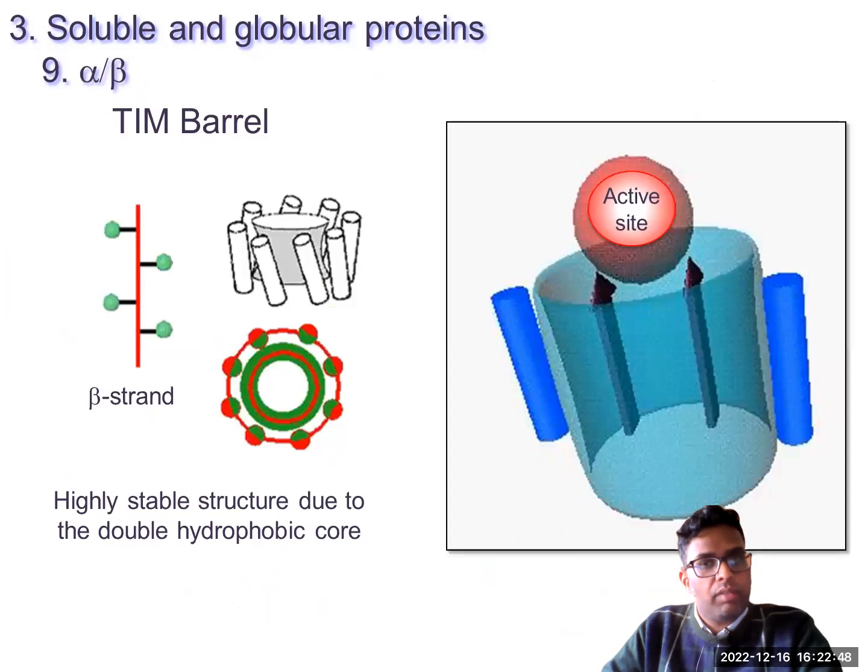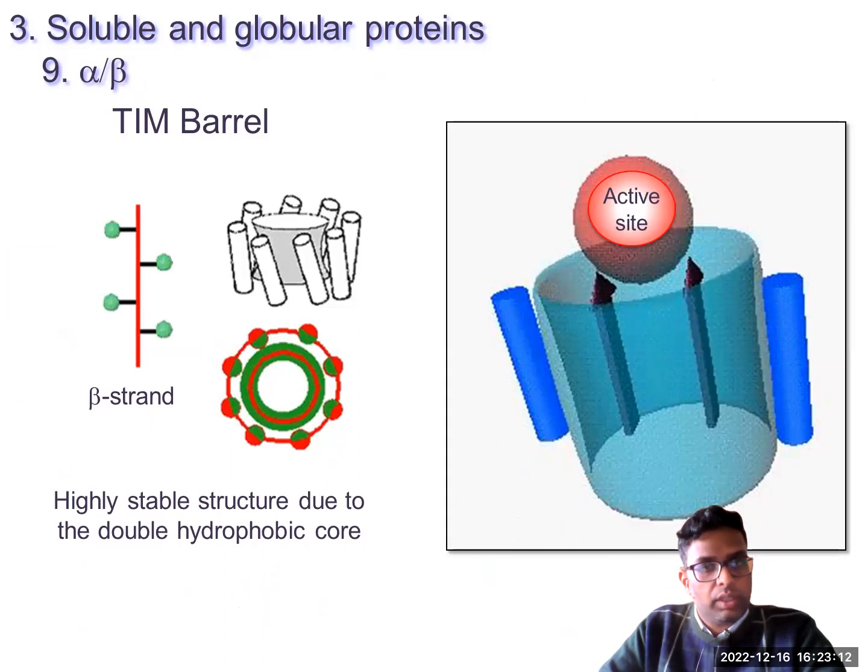Now the alpha by beta, as I told you: alpha, then beta, alpha, loop, beta, alpha, loop, beta, such type of thing. If such type of orientation is found, it is called a TIM barrel. TIM barrel is a very good example of alpha by beta, and it is a highly stable structure due to the double hydrophobic cores. Because of alpha, beta, alpha, they also have double hydrophobic cores.